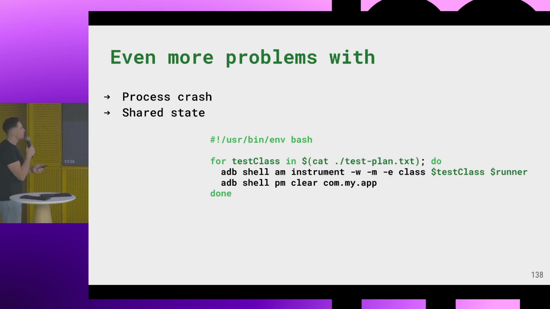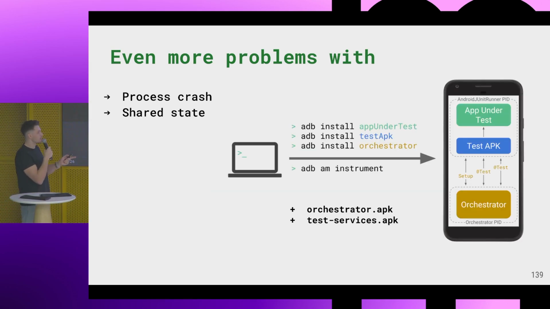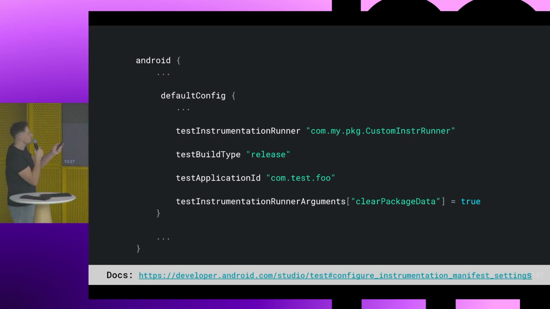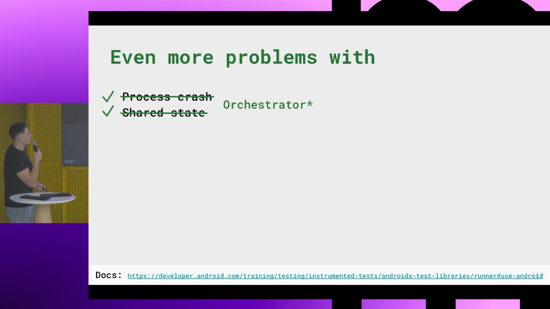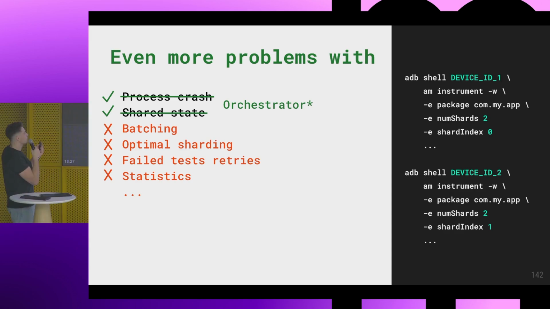And moreover, this logic is implemented by Google in its solution called Orchestrator. So it is another APK that you install on your device, and it does pretty much the same logic. It uses the fourth application as an ADB proxy to call the ADB commands. If you set the flag clear package data, it will also clear all the data between your tests. But here's another trick, because this operation is quite expensive.